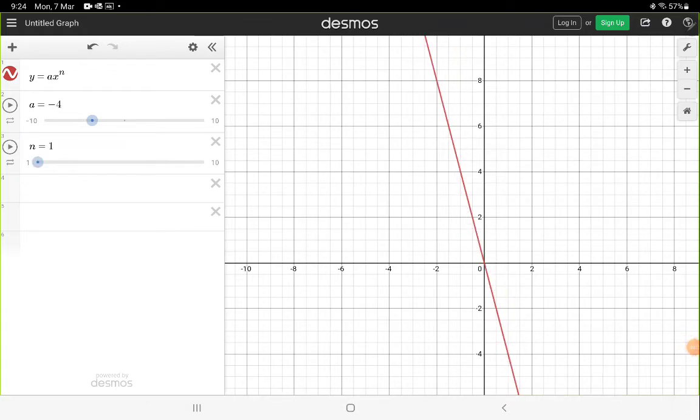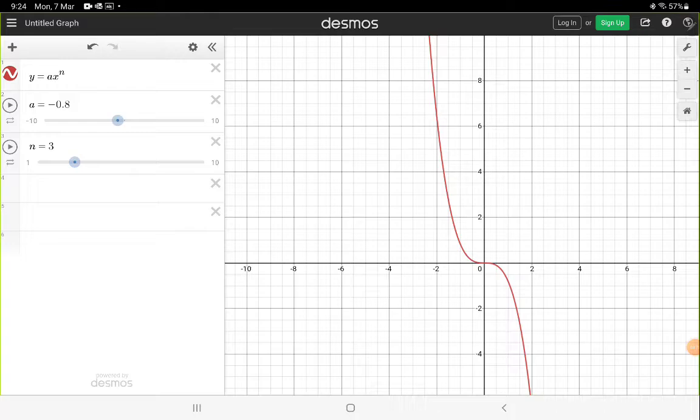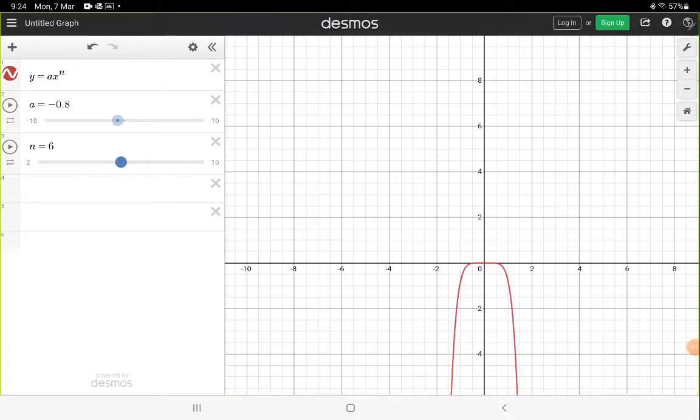So now that we've got a bit of a feeling for these functions, let's have a look at the even ones as I change it. If I go back and change these so that it's only even functions, you can see that when a is negative now, they're all just concave down instead of concave up. So that's all it changes.